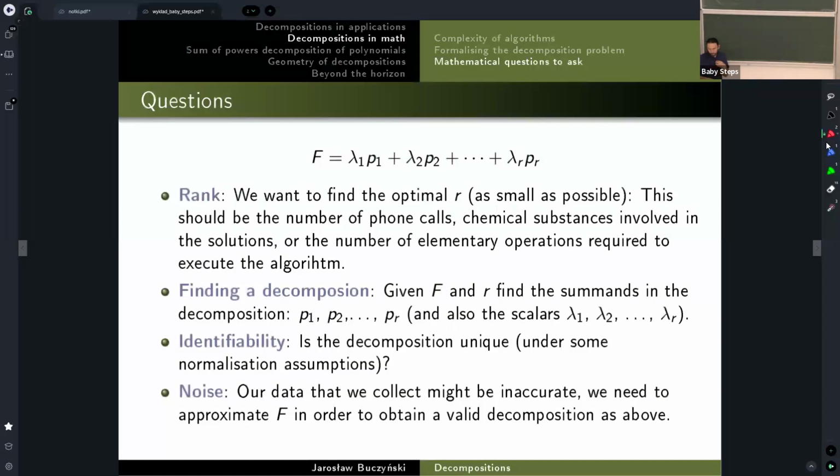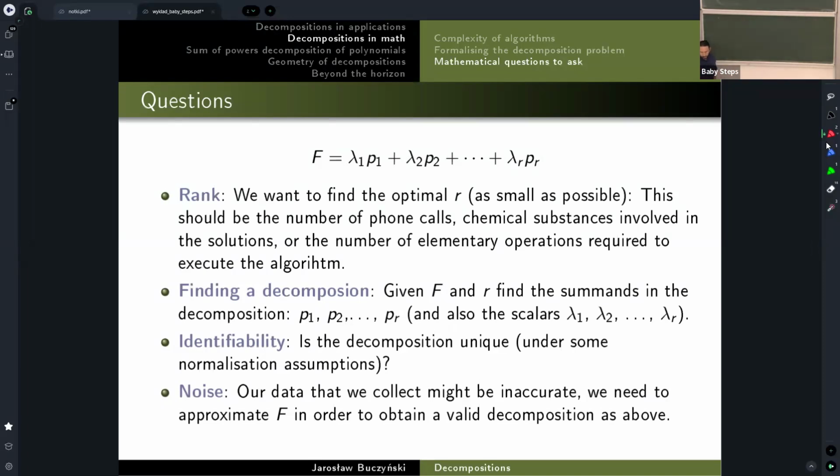And then there is also noise. The question is how accurate is the data that we collected? How accurate is the decomposition that we want? And so on.